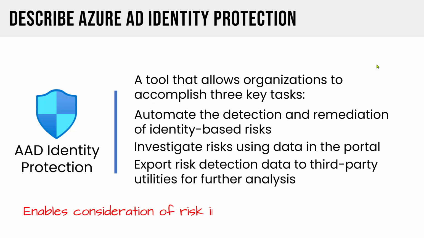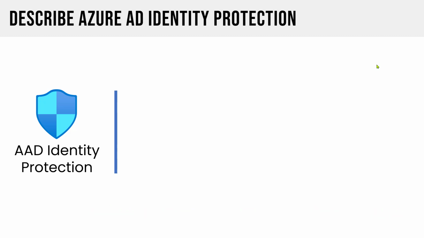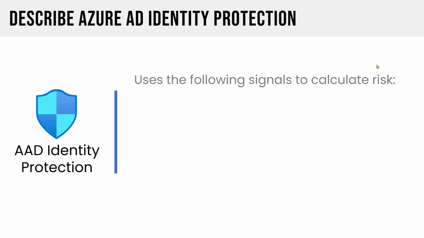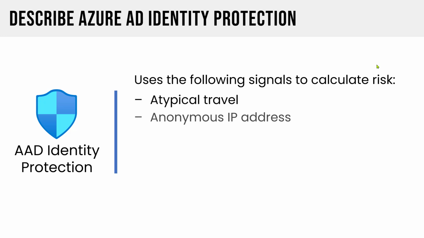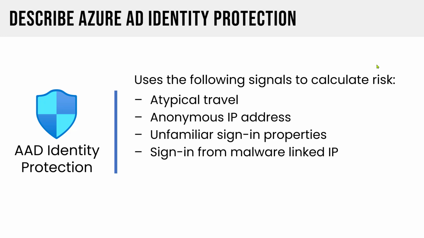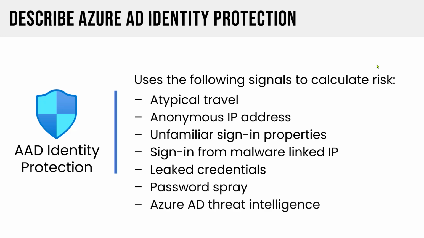Perhaps just as importantly in my mind, it enables consideration of risk in Azure AD conditional access. When we were walking through that earlier, I mentioned that the evaluation of risk requires Azure AD Identity Protection. And it uses the following signals to calculate risk. It'll look at atypical travel, anonymous IP address, unfamiliar sign-in properties like unfamiliar country, for example, unfamiliar device, sign in from a malware-linked IP, leaked credential, password spray, Azure AD threat intelligence.